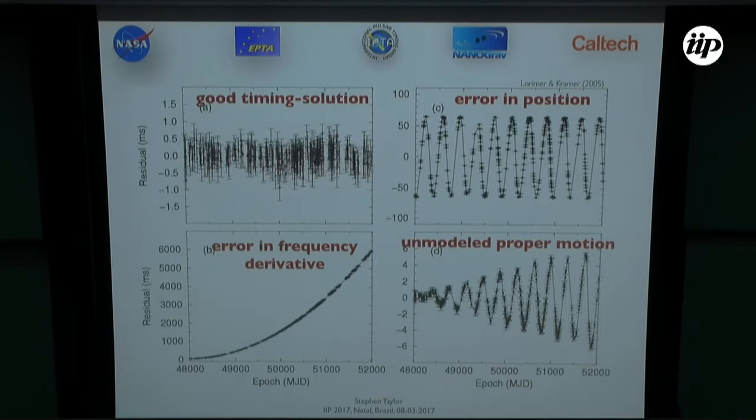But if you make an error in the position, you're going to get this kind of feature. If you make an error in the spin down of the pulsar, you'll get this kind of quadratic feature. An unmodeled proper motion of the pulsar will lead to this expanding sine envelope.